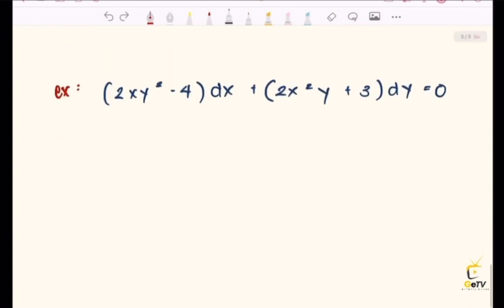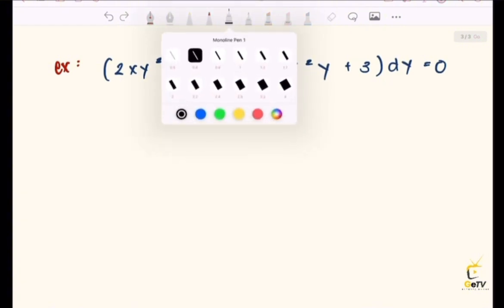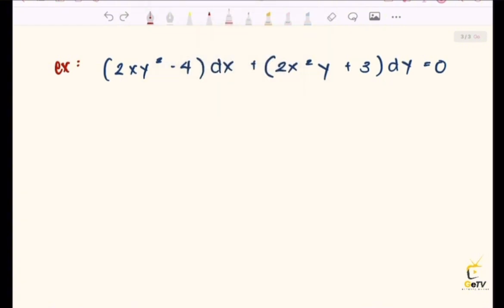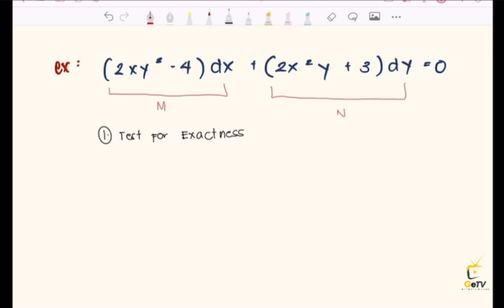To understand those formulas deeper, we have here an example of an exact differential equation: (2xy squared minus 4) dx plus (2x squared y plus 3) dy equals 0. So in this equation, 2xy squared minus 4 is the M and 2x squared y plus 3 is the N. The first step that we're going to apply here is to test the exactness of equation M and equation N, so that we can know if this is solvable using the exact differential equation formulas.